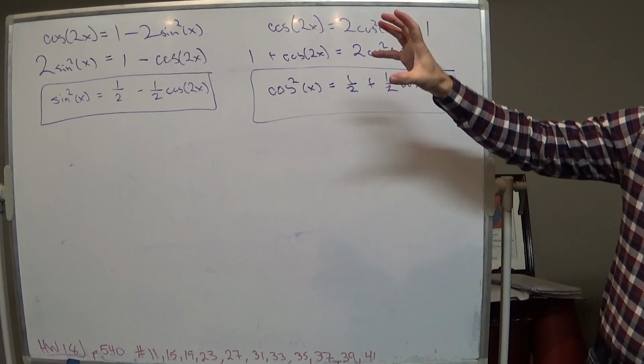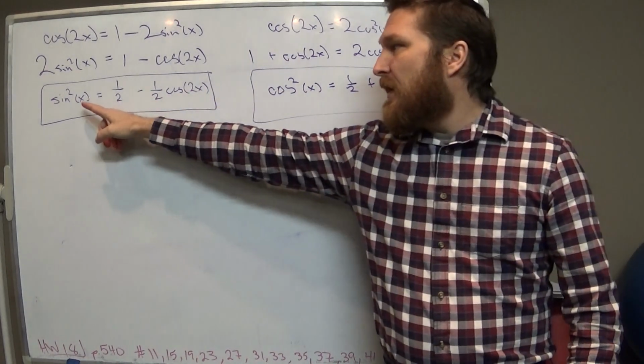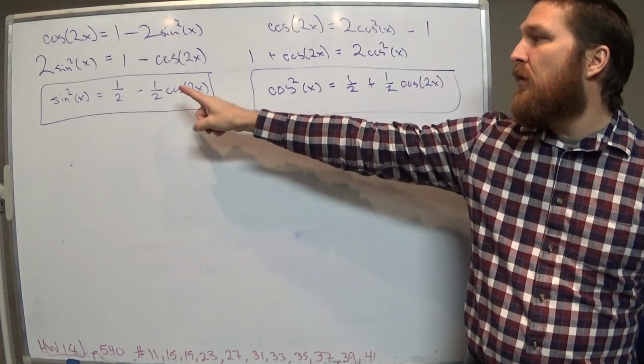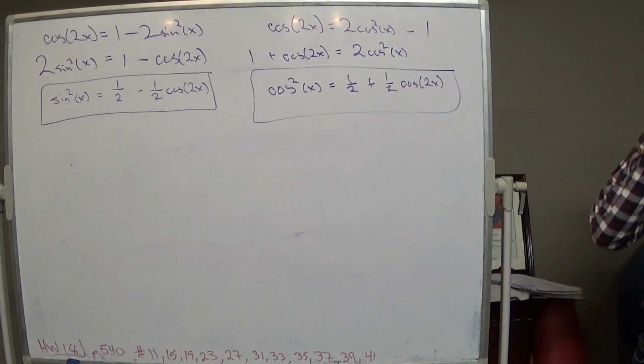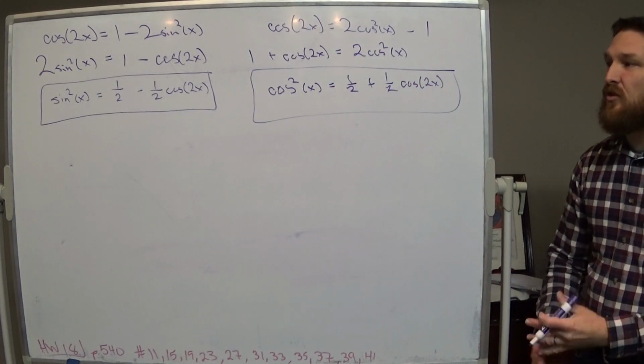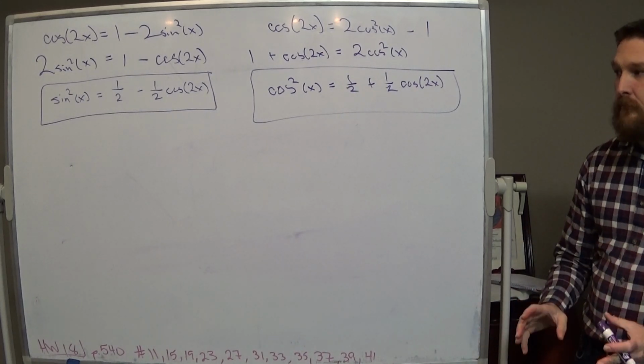You have a power of a trig function, and you could reduce the power here. So you have something squared, you could reduce it down to a first power cosine. And that's what makes this so useful in calculus, because you're going to do something called integration.